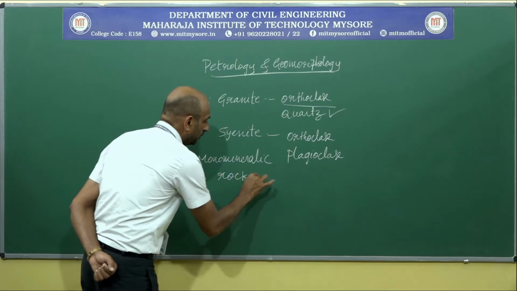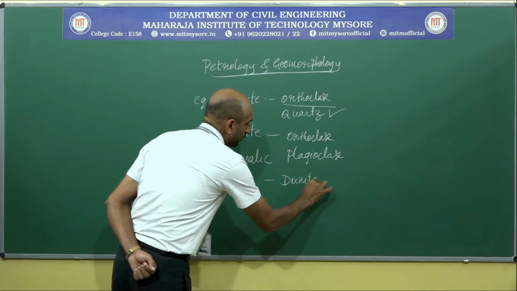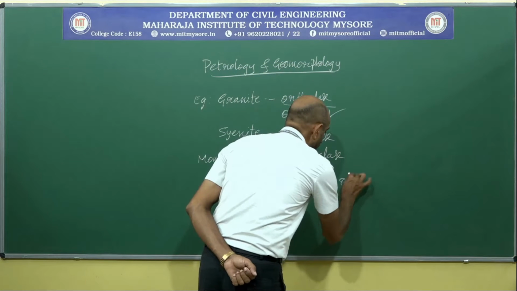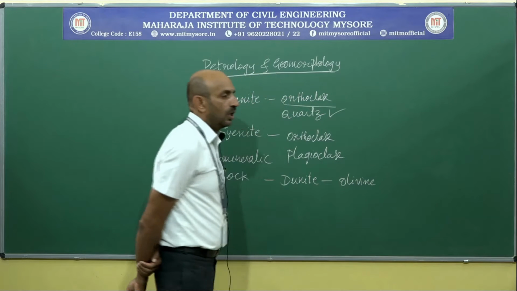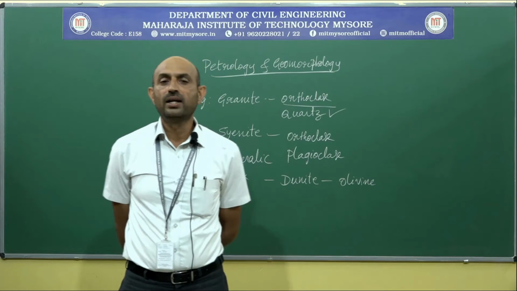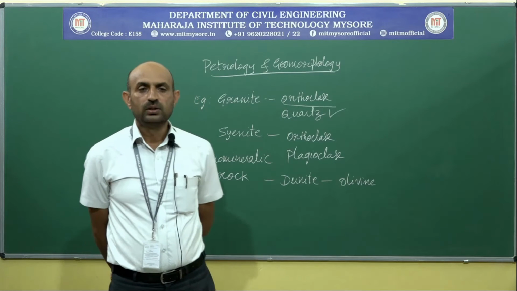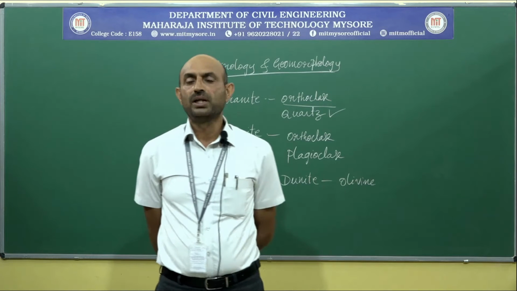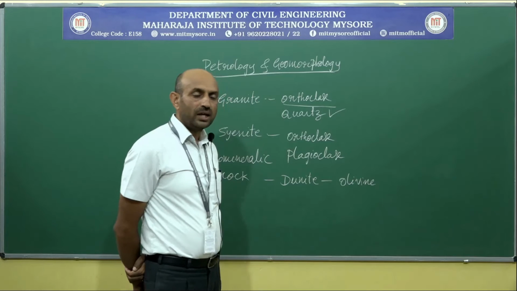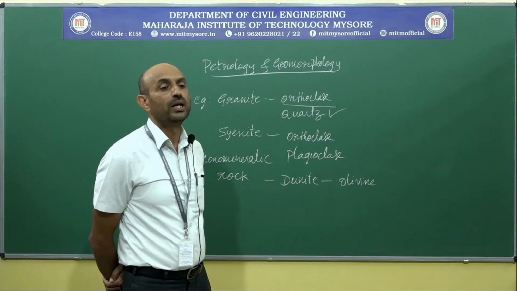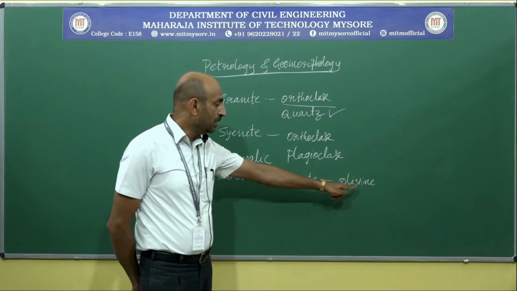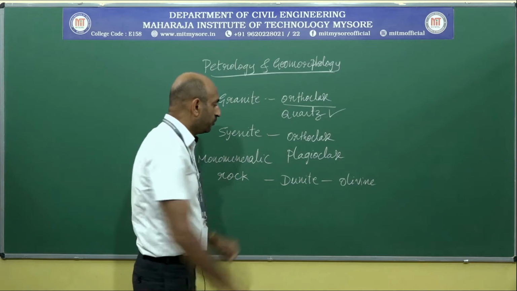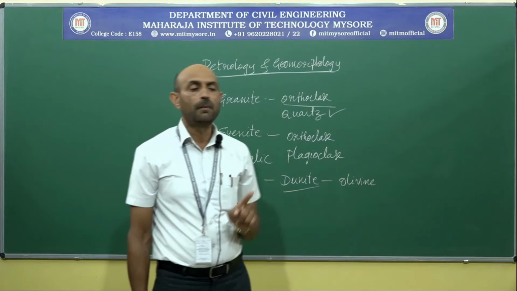Monomineralic rock. For example, dunite. Dunite is an ultra basic igneous rock which is formed of olivine mineral. Olivine is a magnesium iron rich mineral. Olivine is a mineral which has granular habit, olive green color, hardness 7, specific gravity 3.5. This dunite also appears in the same olive green color. Due to the presence of magnesium rich mineral, this rock appears in dark color. When a rock is formed of only one mineral, then it is called by the name monomineralic rock.